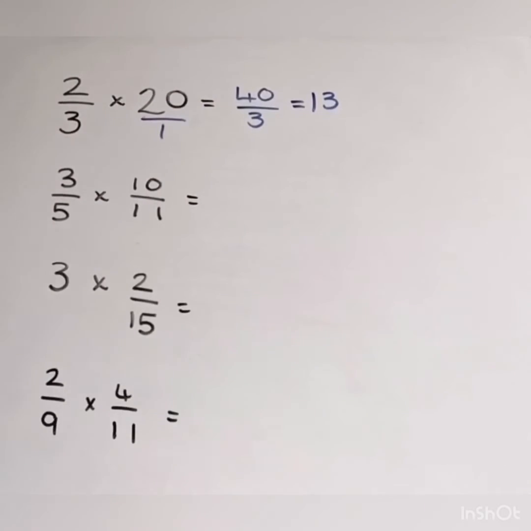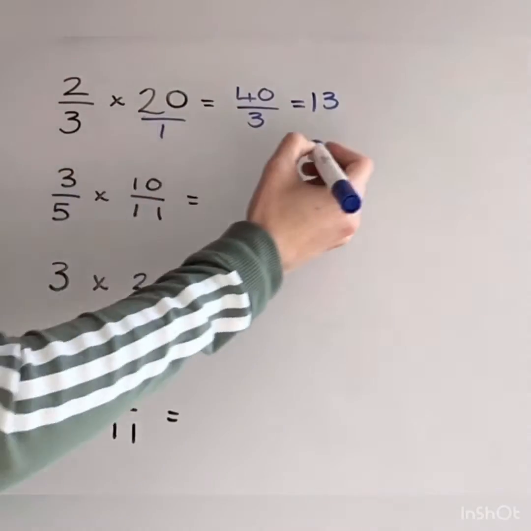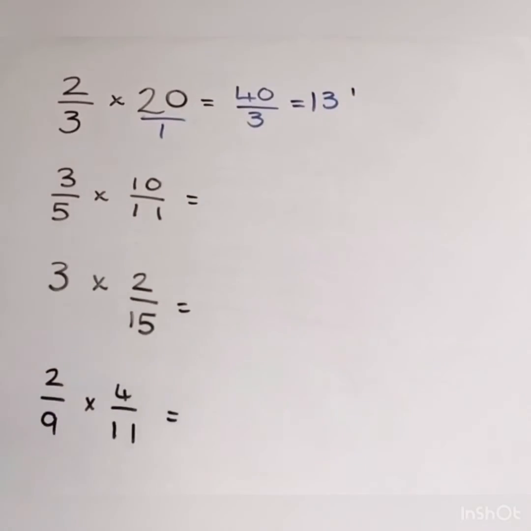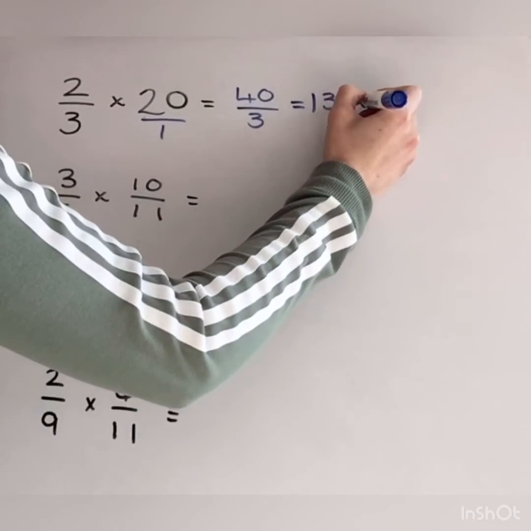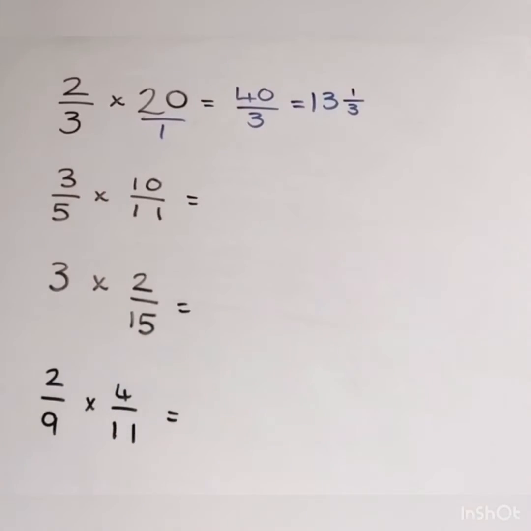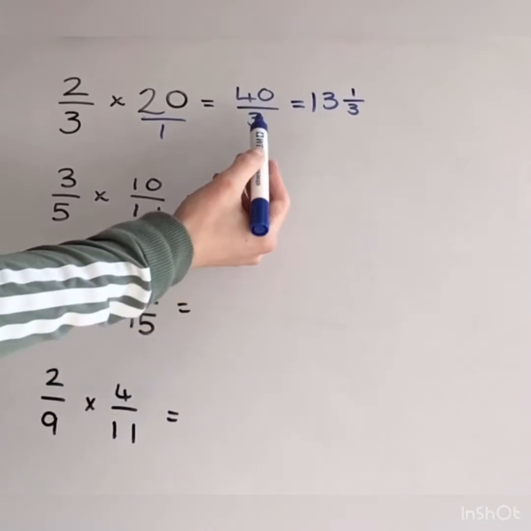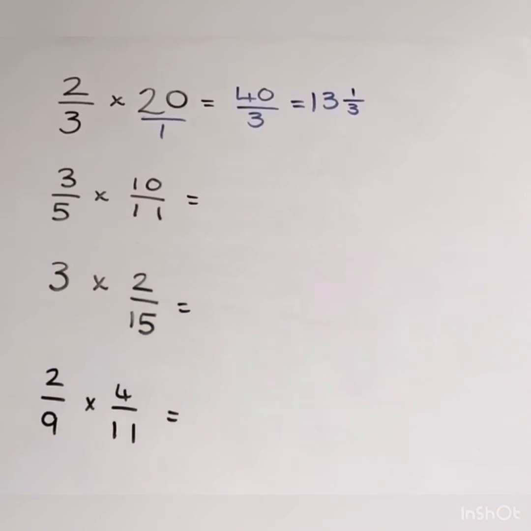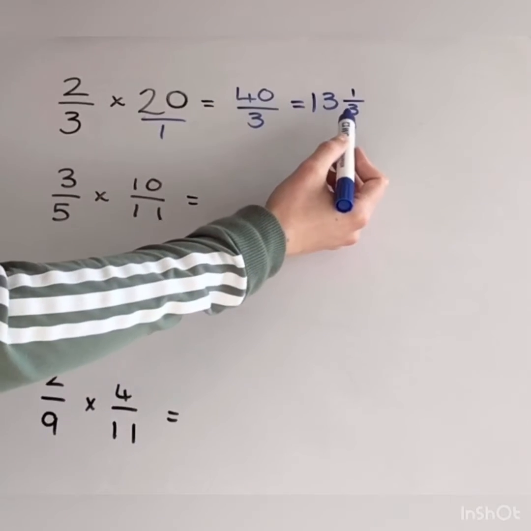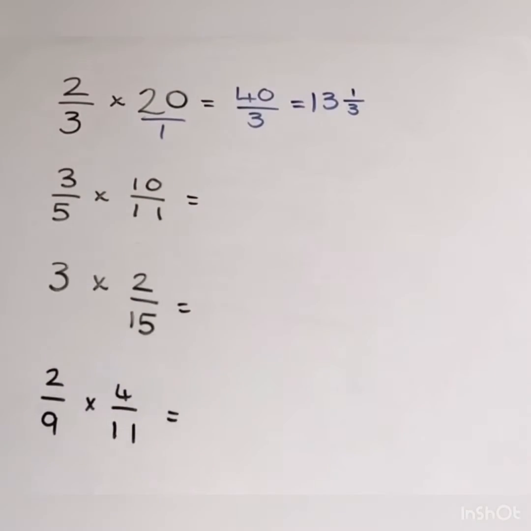So if we get to 39, we actually got 1 left over to make the 40, so a remainder of 1. Now that remainder goes back over the 3. So if you were asked to leave your answer as a mixed number, you would write it as 13 1/3.